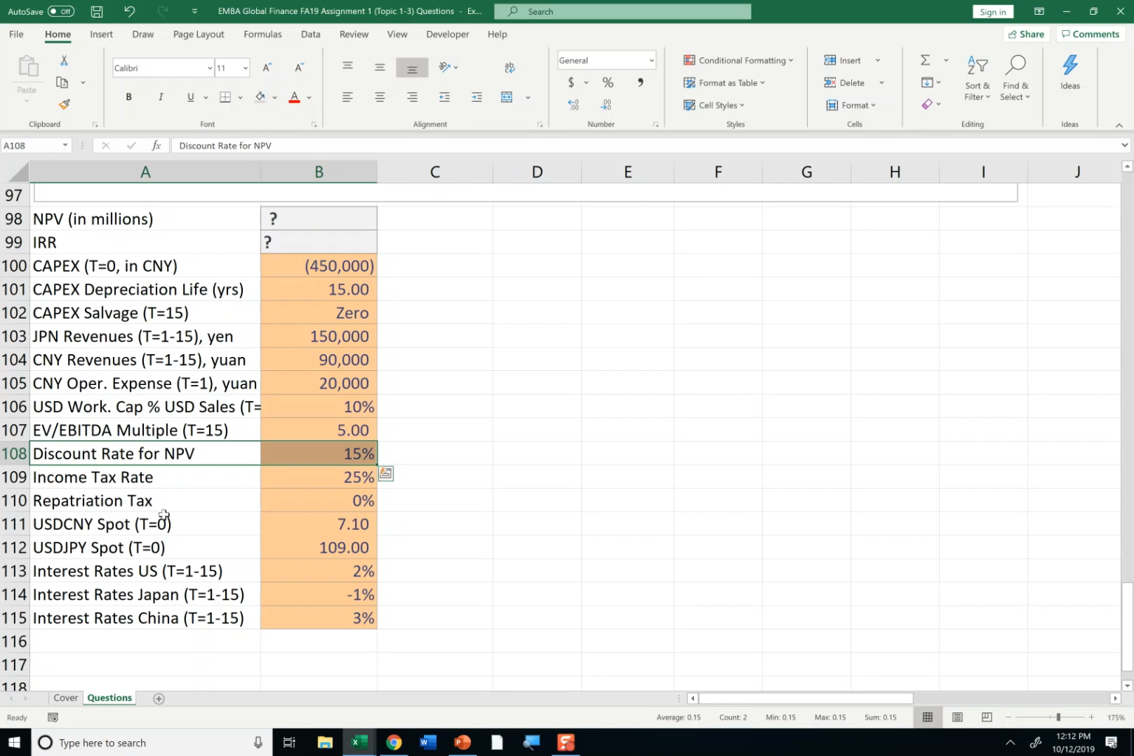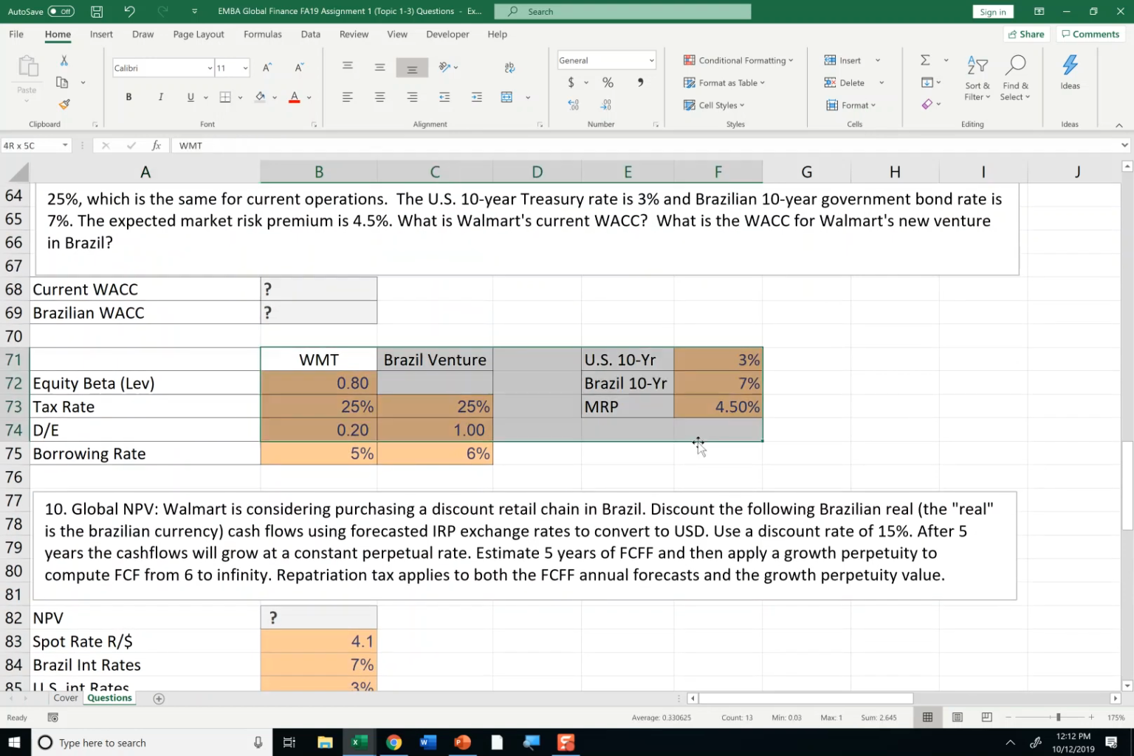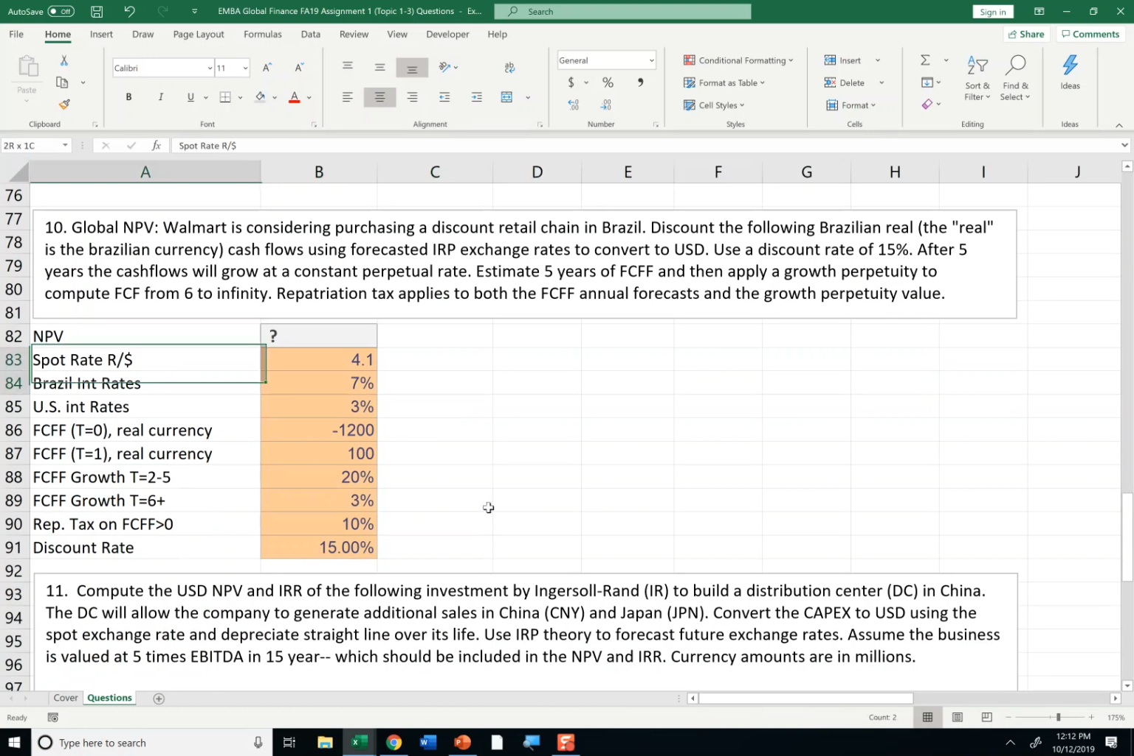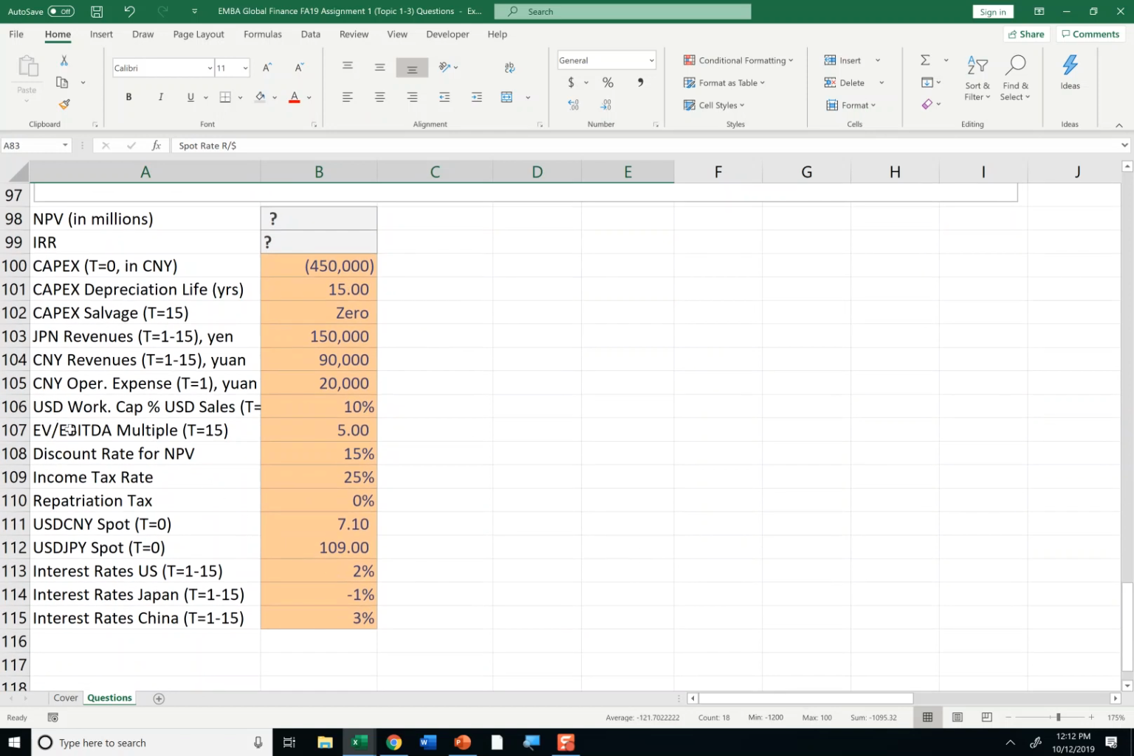The only thing that makes it easier is I punt on the discount rate and I just give it to you. So it's just the cash flows. This one's just the cash flows. This one's just the discount rate. And this one is doing a growth perpetuity of cash flows. This one does do an EBITDA multiple, so at the end of 15 years, it's worth 15 times EBITDA.